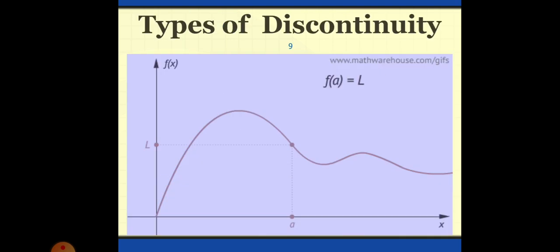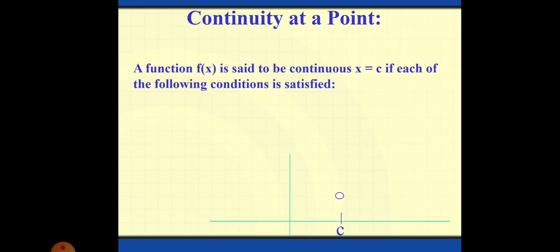And now we have to discuss the continuity of a function at some point. We have three conditions to prove that a function is continuous at some point. A function f of x is said to be continuous at x equals a if each of the following conditions is satisfied.